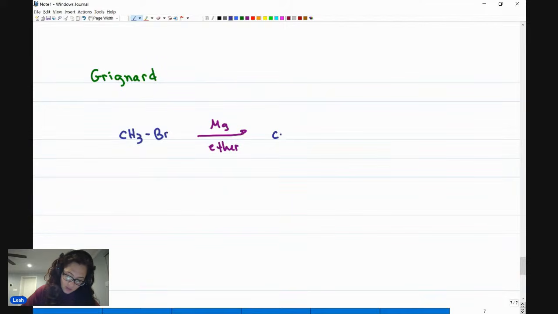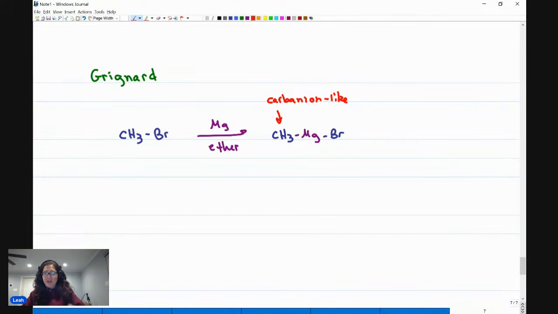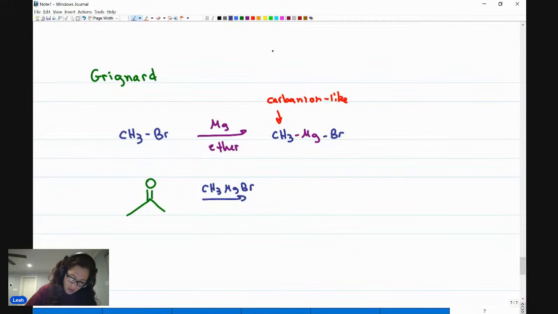And what will happen here is the magnesium is going to insert itself in between the carbon and the halogen. This makes the carbon very, very reactive. This is going to be carbanion-like. And this is an ideal reagent to attack a carbonyl. So for example, if I have, let's start simple, a ketone and I react it with this Grignard, a CH3MgBr.